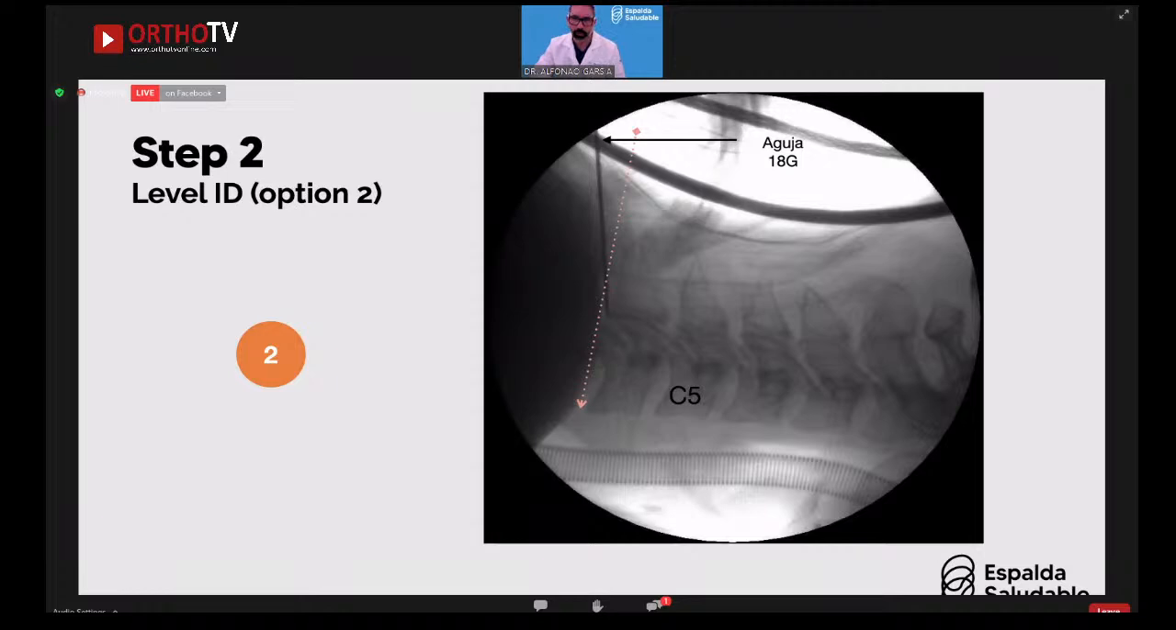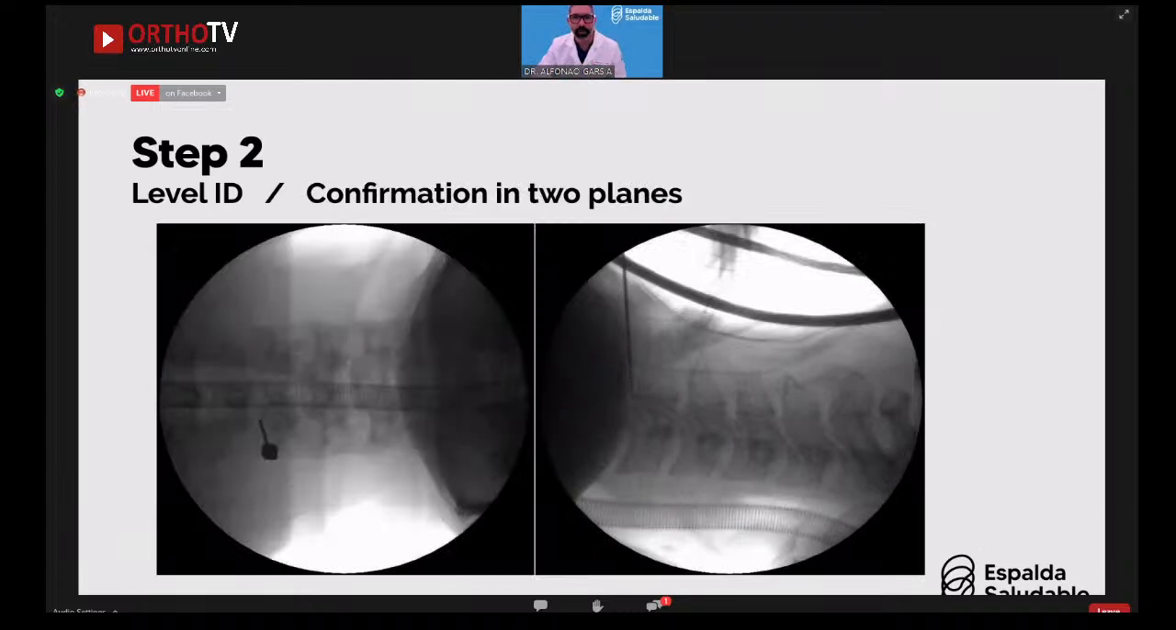So you don't have to be that precise when landing into the interspinous space, because you have a lot of room for maneuverability of your scope once you're in. And I will demonstrate in a case at last. So you confirm your needle placement on both planes. You don't have to stick the needle all the way in. You can do it, but you don't have to.